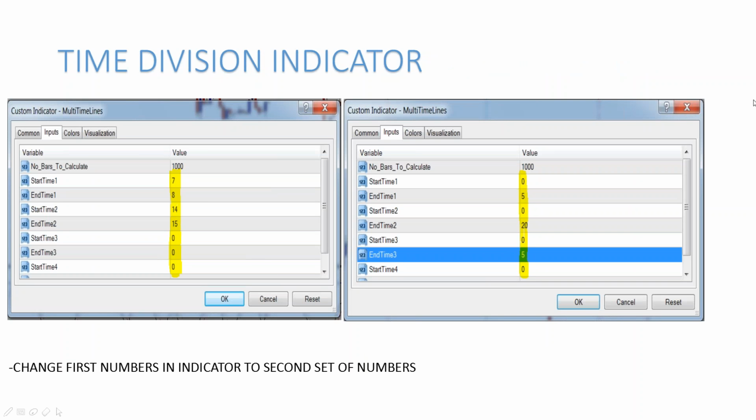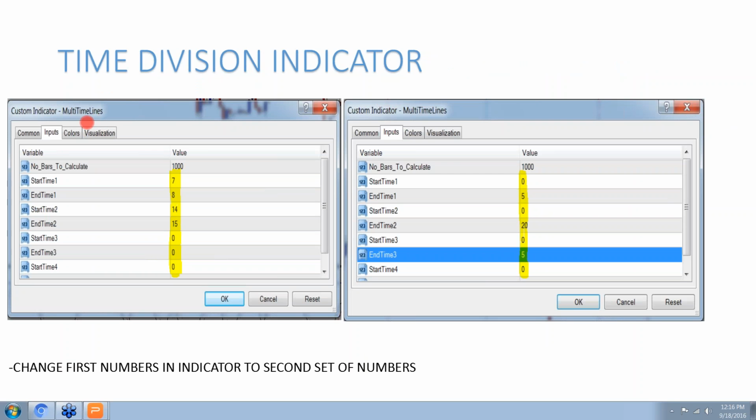So that brings us to the next indicator we're going to need, which is the multi-timelines or the time division indicator. This is another one I'll be giving out inside the chat. We've got the default settings here of 7, 8, 14, 15, 0, 0, 0. I've changed them, and these are the numbers you're going to want to change them to: 0, which represents the start of the day. I'll be explaining this a little more in depth as we go on, so don't be too worried. 0 is the start of the new day according to my charts.